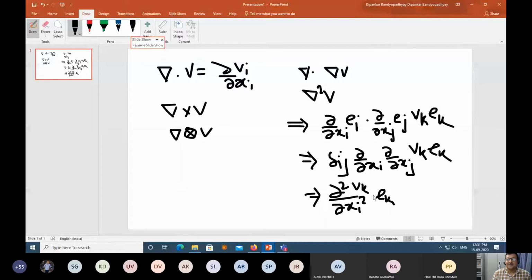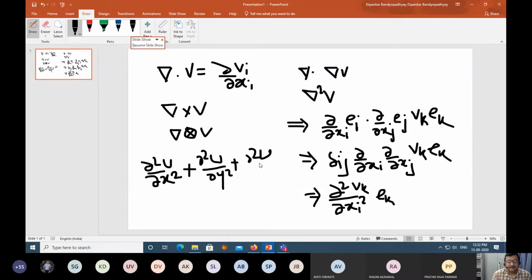So for one, say suppose v1. V1 means what? Say suppose I write only the x component. How will it look? So del square v means, say suppose u, velocity u. So del x square of u, because this is a repeated index, del y square of u, and del square u by del z square. Okay.